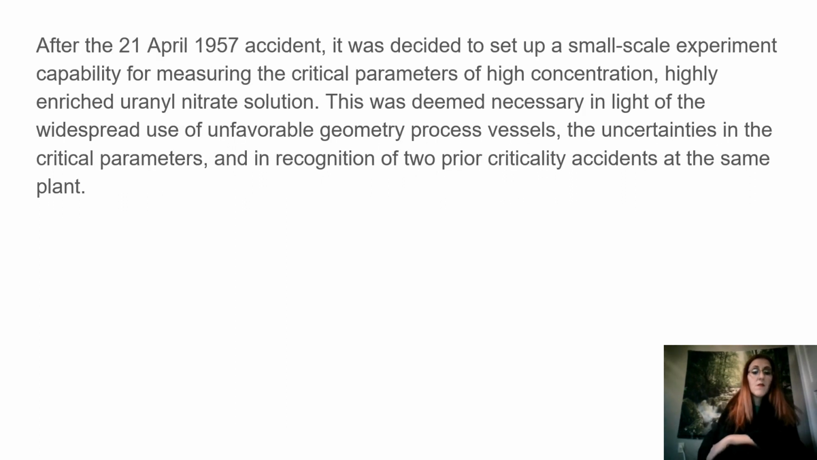After the 21st of April, 1957 accident, it was decided to set up a small-scale experiment capability for measuring the critical parameters of high-concentration, highly enriched uranyl nitrate solution. This was deemed necessary in light of the widespread use of unfavorable geometry process vessels, the uncertainties in the critical parameters, and in recognition of 2 prior criticality accidents at the same plant.